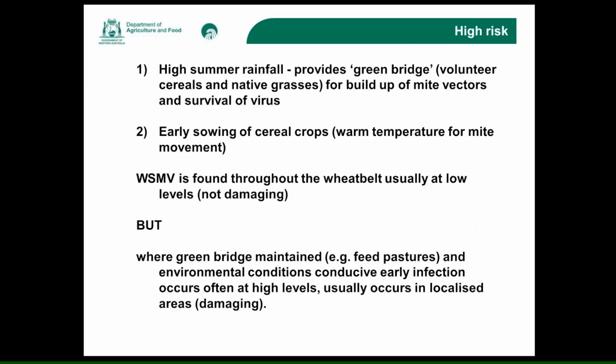So what we know from this year is that there was quite a high risk scenario. In some of those areas where we found the virus this year, there were areas of high summer rainfall, and this provided a green bridge. It allowed the build-up of volunteer cereals and native and annual grasses, and this allowed the mite vectors to build up in their populations and also aided the survival of the virus between growing seasons.